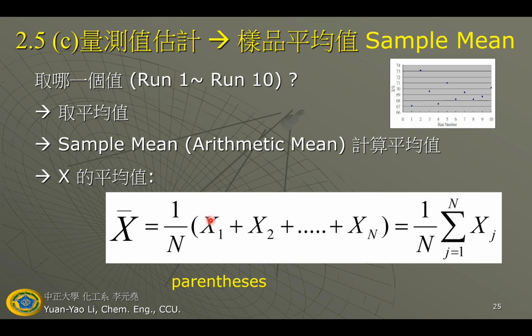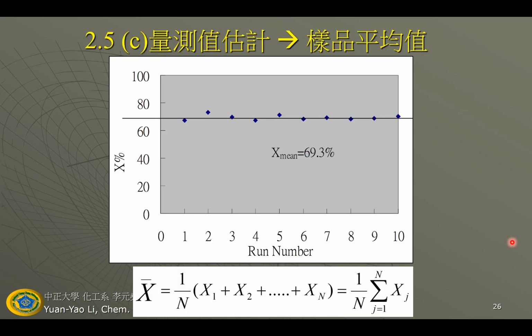It can be 61, 69, 71, something like this. And this is the number of the runs, right? Run numbers. You put parentheses around these together, and you get an equation like this. Under this estimation, the average conversion of these 10 runs will be 69.3%. This is the average.